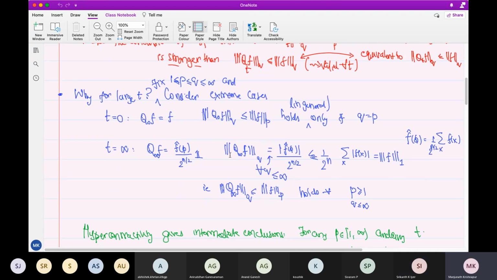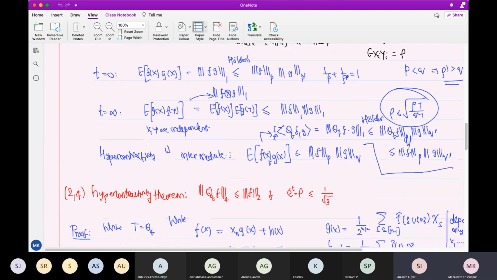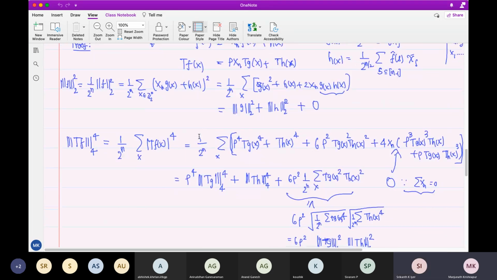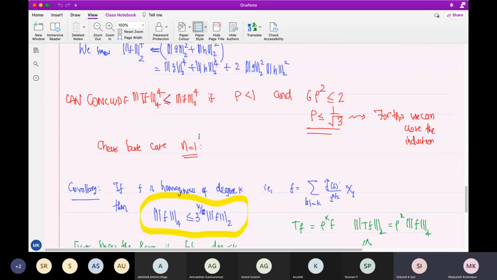I proved it last time, the 2,4 hypercontractivity theorem, that the L4 norm of Qt f is bounded by the L2 norm of f, as long as e to the minus t is smaller than 1 over square root of 3. That is what comes out of the square root of (p minus 1) over (q minus 1) in the general case. We proved this by induction on the number of variables.